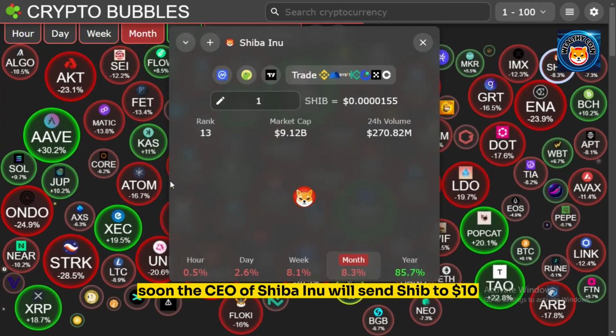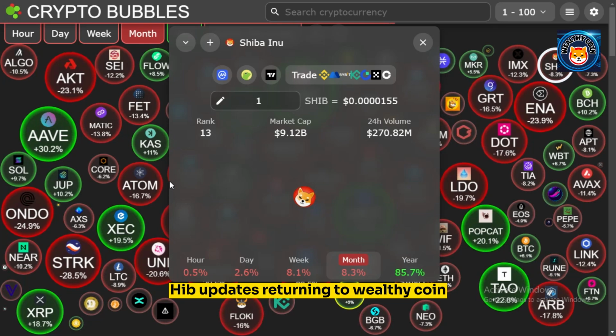Soon, the CEO of Shiba Inu will send Shib to $10. SHIB updates: returning to a wealthy coin.